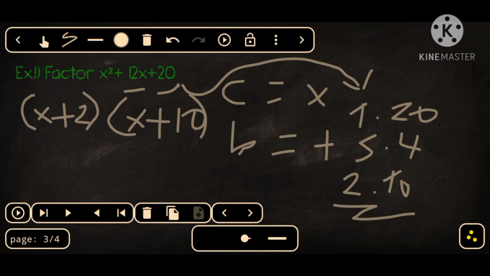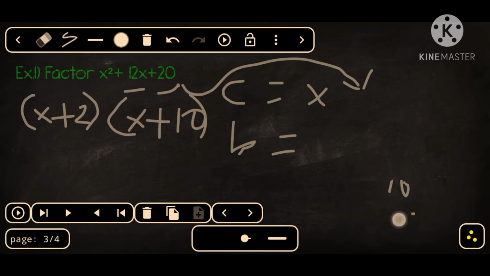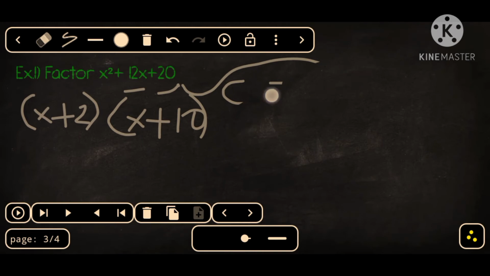We have 2 times 10 is 20, and 2 plus 10 is 12. Okay, that's right. So if you want to check if your answer is correct, let us apply the FOIL method. Let's erase this one first. Okay, so let us now apply the FOIL method.